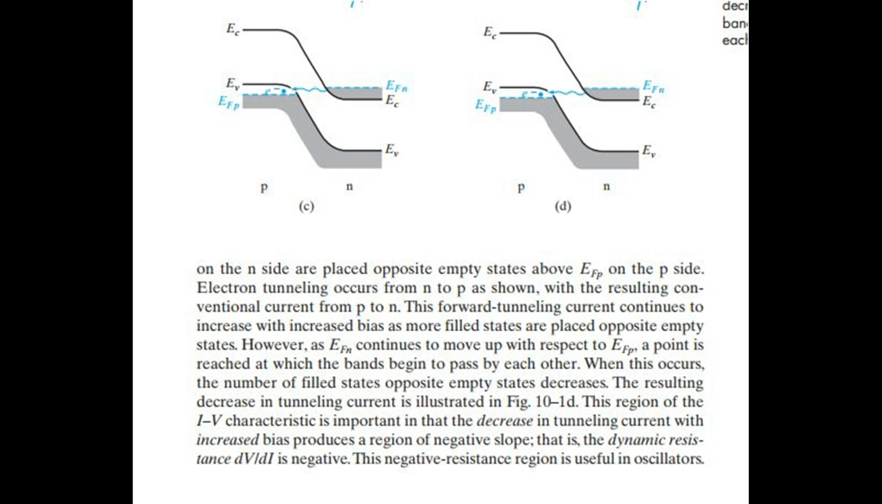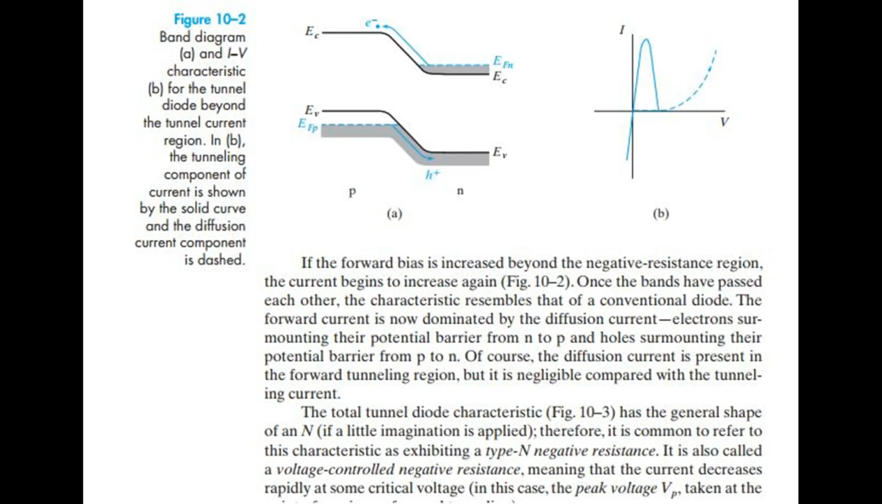This region of the current voltage characteristic is important in that the decrease in tunneling current with increased bias produces a region of negative slope, that is, the dynamic resistance dV/dI is negative. This negative resistance region is useful in oscillators.